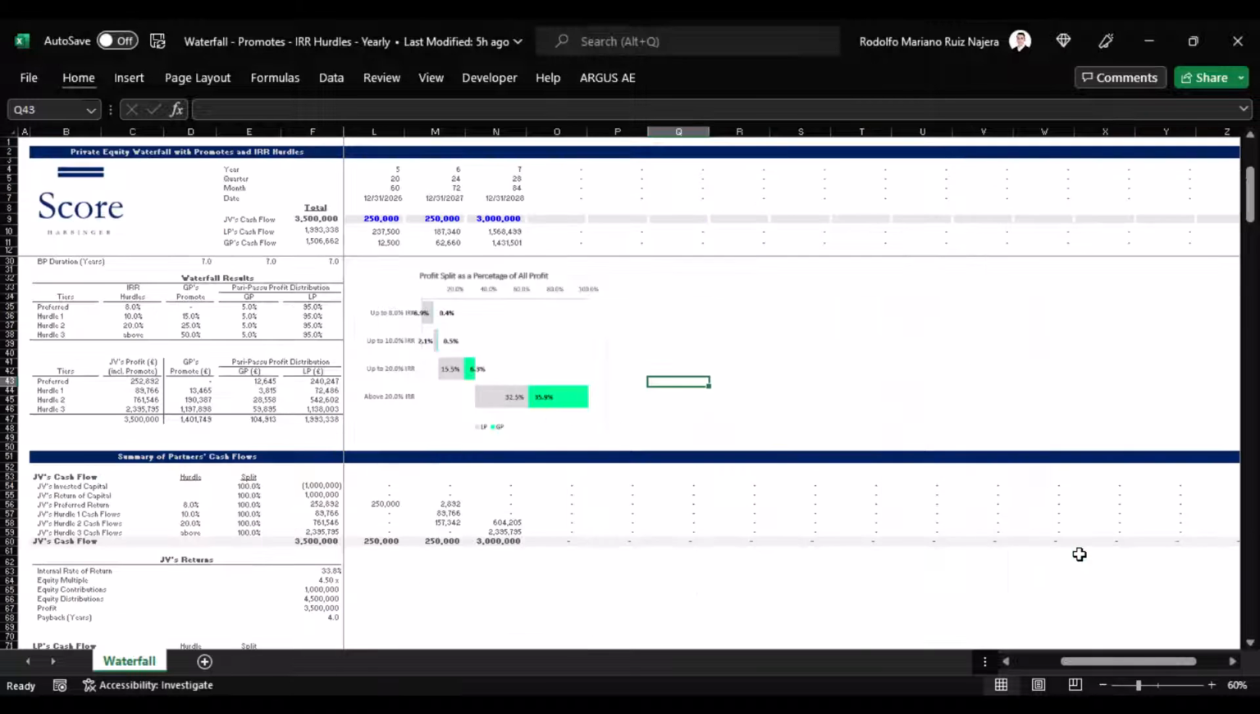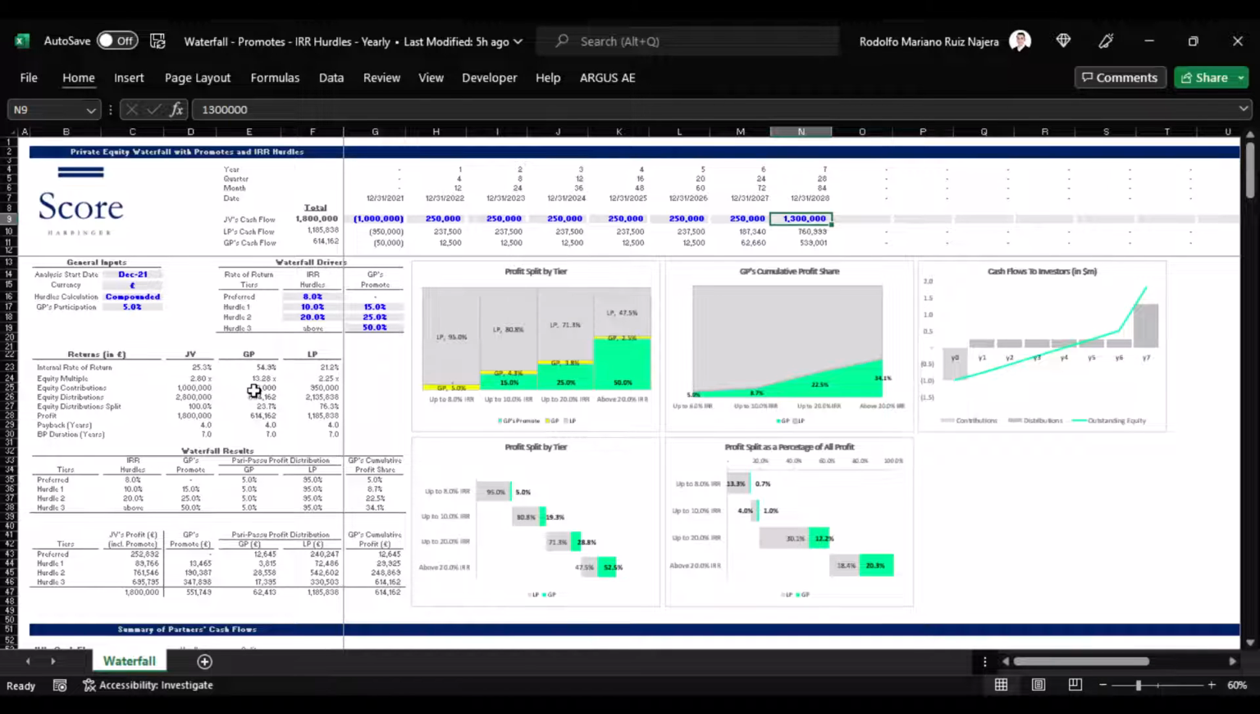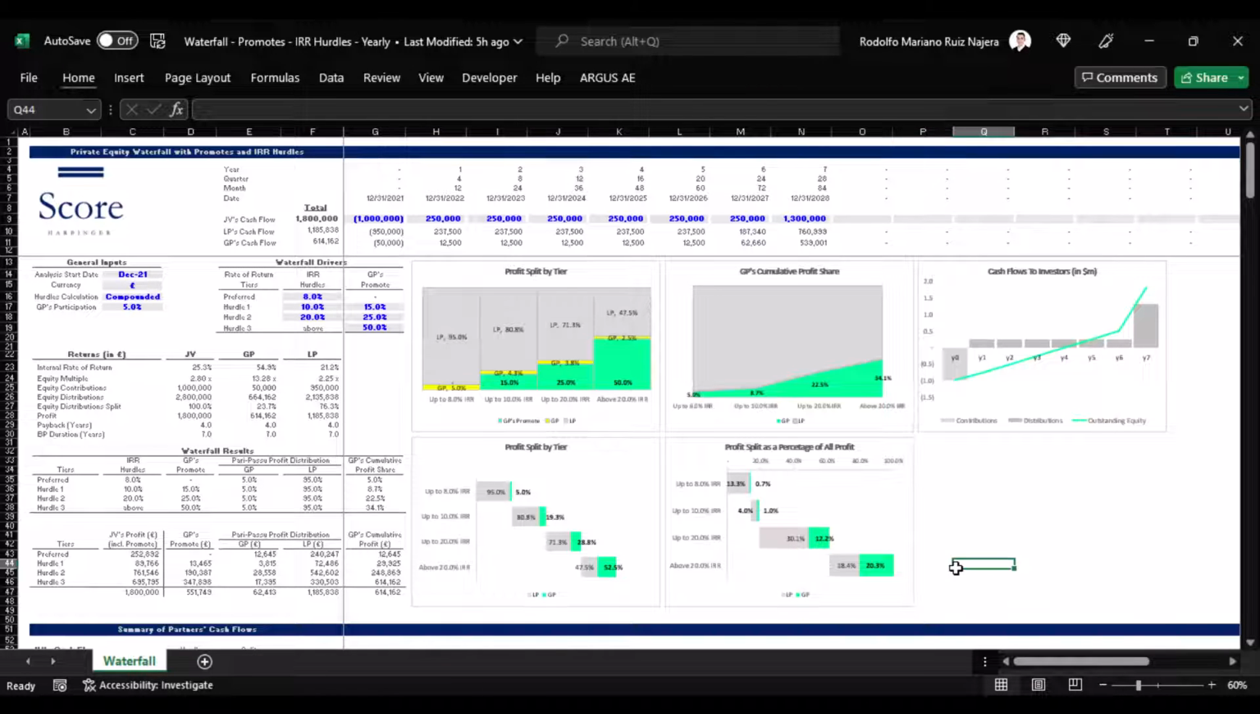So for example, if upon exit, instead of generating $3 million of profit, we generate say $1.3 million, the GP still generates more profit in that last tier than in the previous tier, even if there are 10 percentage points in the 10 to 20% IRR tier, and only 5.3 percentage points in the last tier. But those 5.3 percentage points are higher in the value creation chain and therefore are more currency dense than the percentage points in the lower IRR tier.